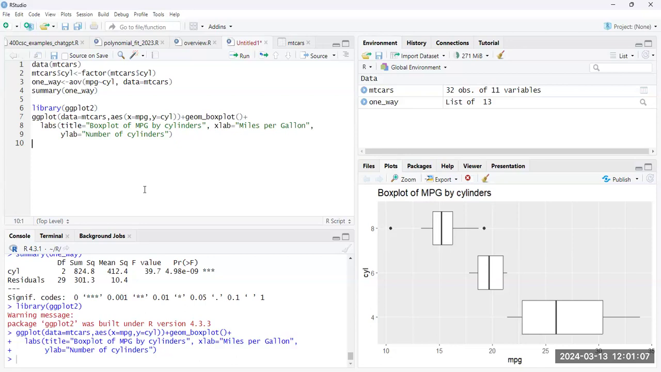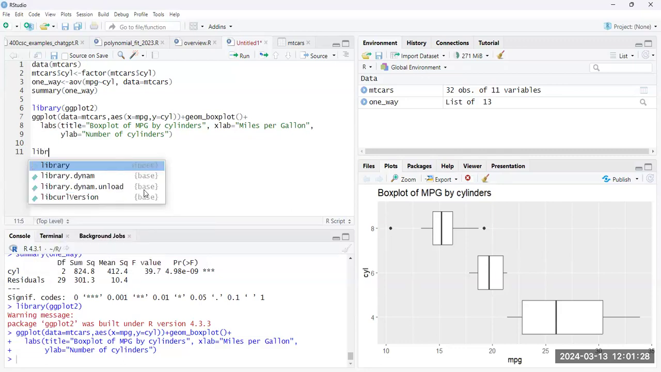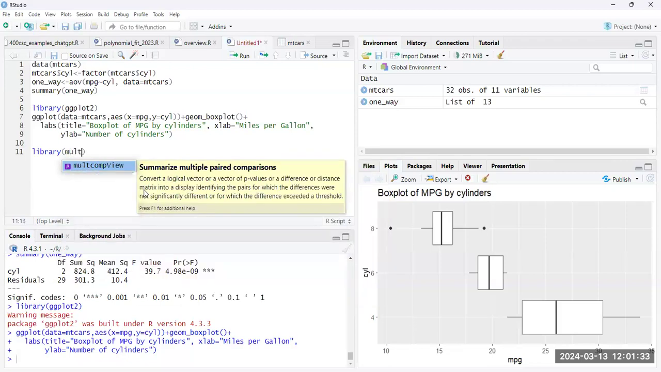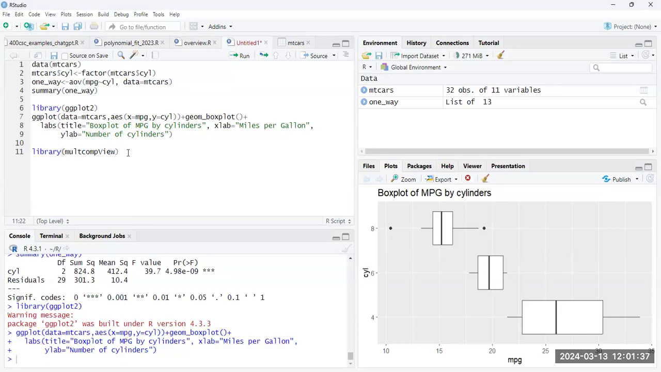And so to do that, we can do a Tukey test. We can essentially construct confidence intervals around the means of each of our subsets, for each of our cylinder levels. And then we can see how the differences between them overlap with 0. So we're going to pull in another package. This one is called multcompview. And this is the package that's going to have the Tukey test in it.